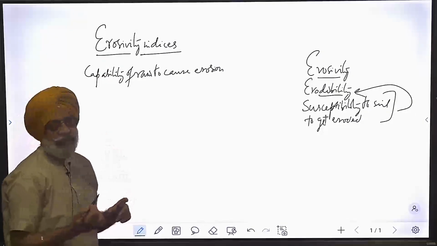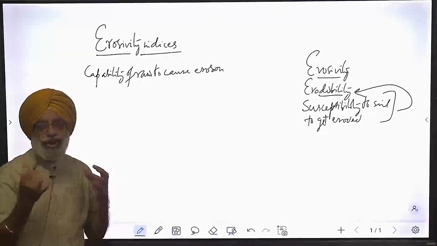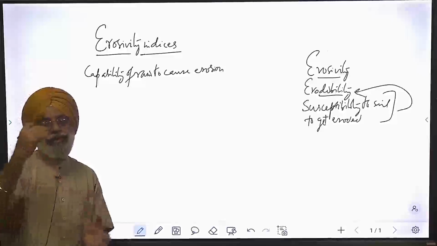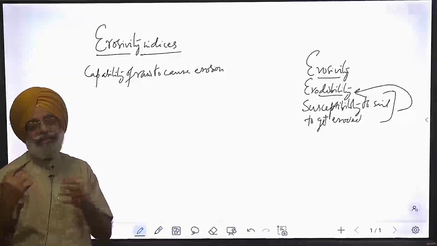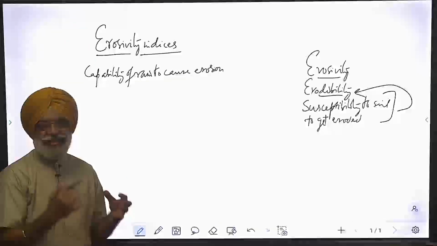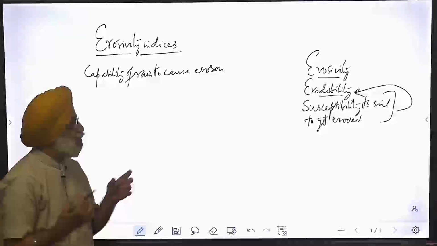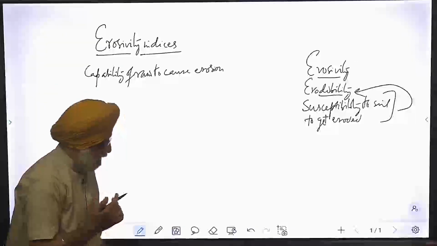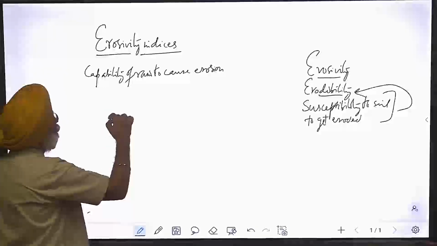Similarly, over here, how erosive the rainfall is, because rainfall could be low intensity or high intensity. So that determines the capacity of that rain to cause erosion, and we call that erosivity. So it is ability. Now let me explain.